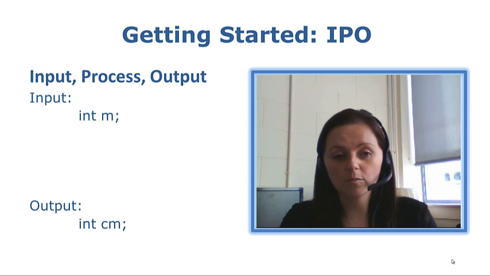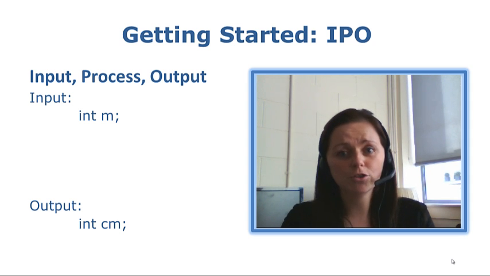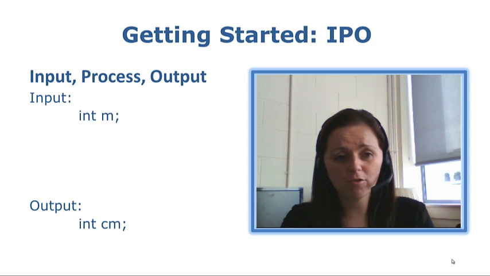So I have two variables, one to hold the meters and one to hold the centimeters. I've called them m and cm because sometimes meters and centimeters are words we tend to spell incorrectly, and if you're unsure that you're going to be consistent throughout the program, save yourself the debugging later on and call them m and cm, and it'll make just as much sense to you.